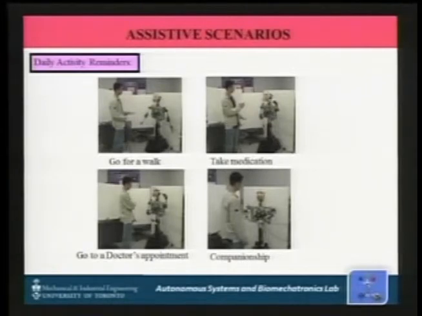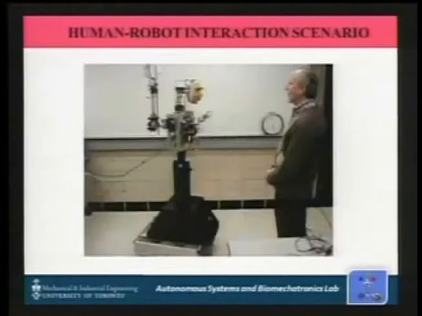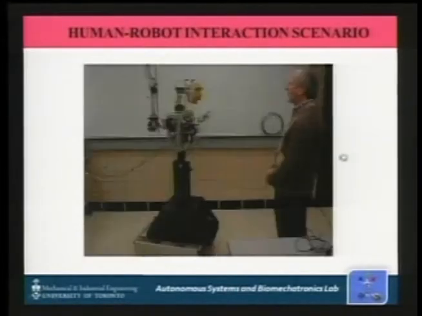Like today you have a doctor's appointment, let's go for a walk, it's a nice day. And to see if people actually would comply with the robot. What would they say to the robot or do? So our examples were go for a walk, take your medication, go to the doctor's appointment, and the robot and the person just having a one-on-one interaction session. So here's an example of what the scenario looked like.